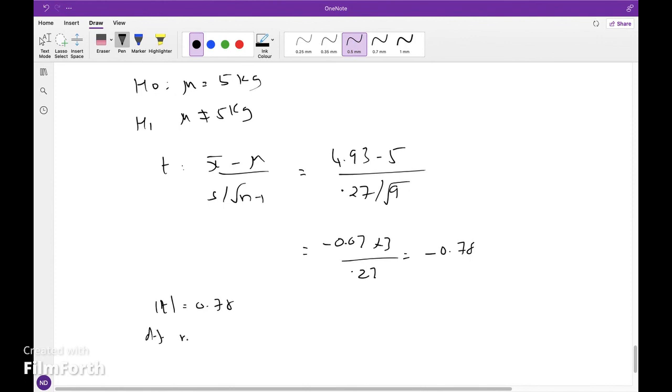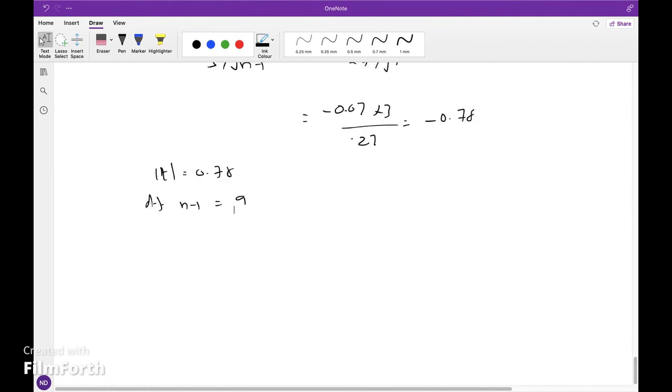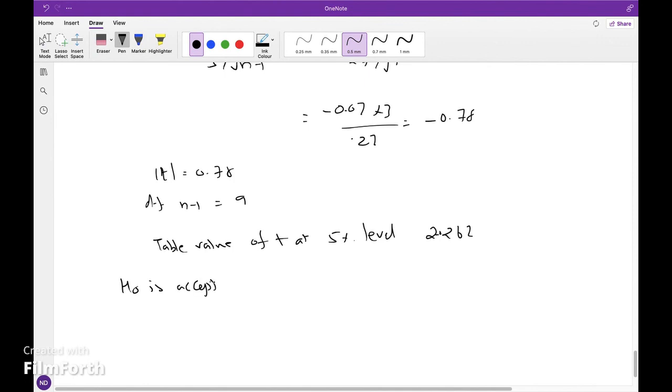and degrees of freedom n minus 1 is 9. The table value of t at 5% level of significance for 9 degrees of freedom is 2.262. Conclusion, H naught is accepted at 5% level. Hence, the machine is working properly.